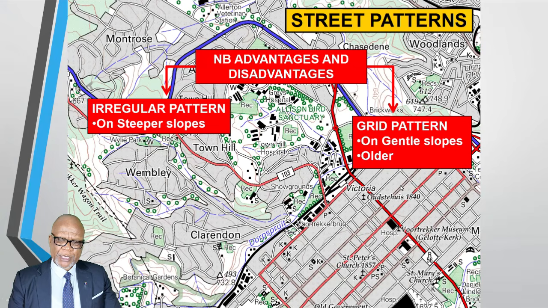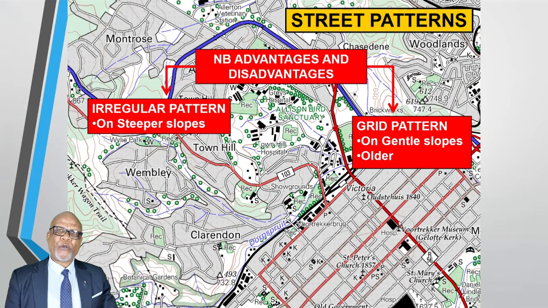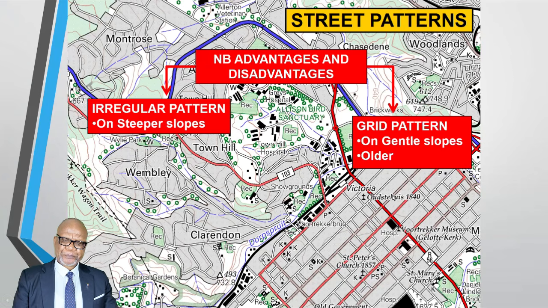So what are we looking at here? We're looking at what we call urban morphology. Many times people get confused between urban morphology and what we call urban profile. So what we're looking at here is urban morphology, which is the internal structure of an urban area. So what are we looking at here? We're looking at street patterns.